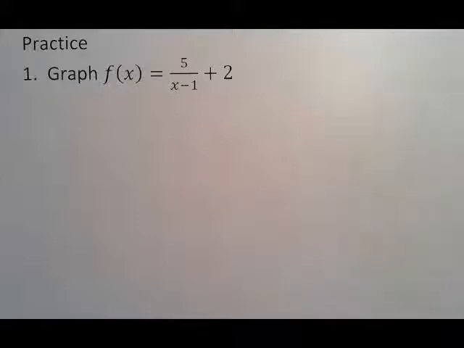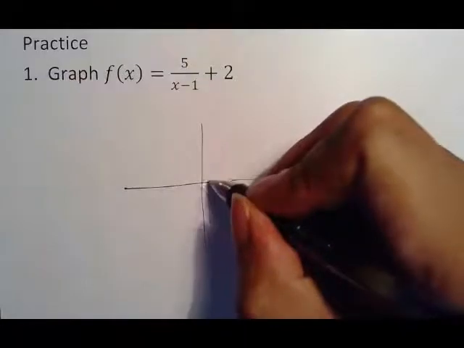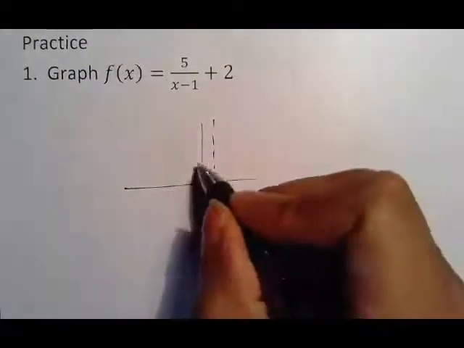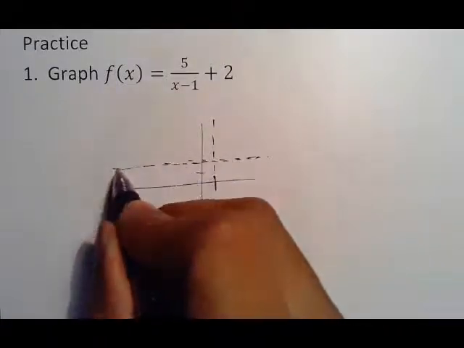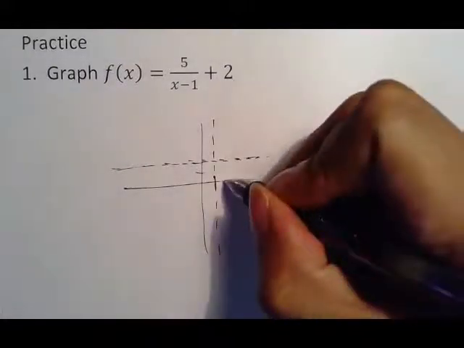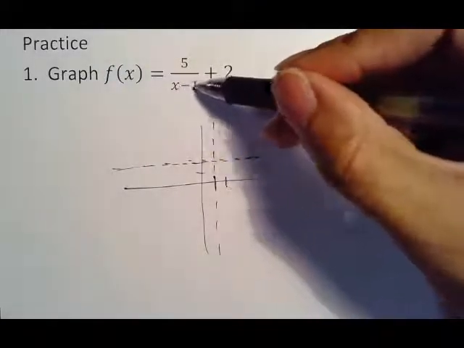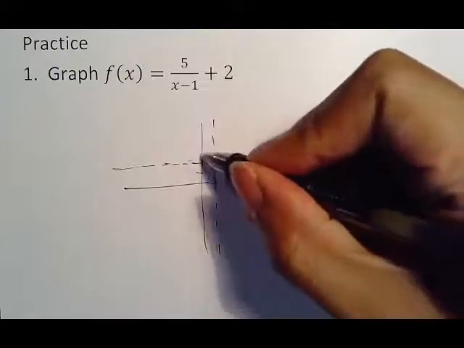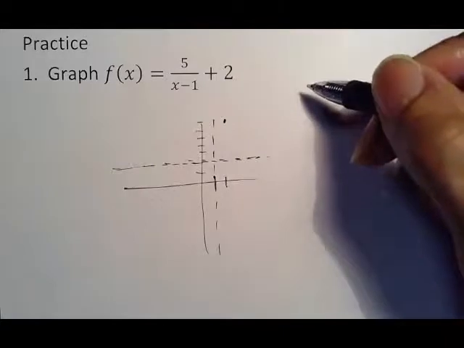Okay, so looking at this, should be right 1 and up 2. Sorry, that's a terrible asymptote. There we go. I then want to check points at 2 and 0. 2 minus 1 is 1. 5 divided by 1 is 5. Plus 2 makes 7. So 1, 2, 3, 4, 5, 6, 7, which puts me here.